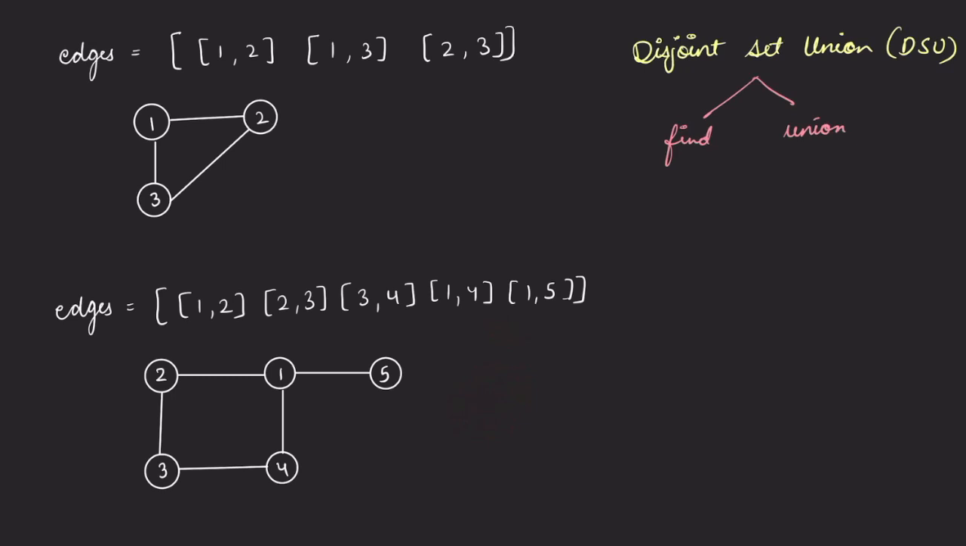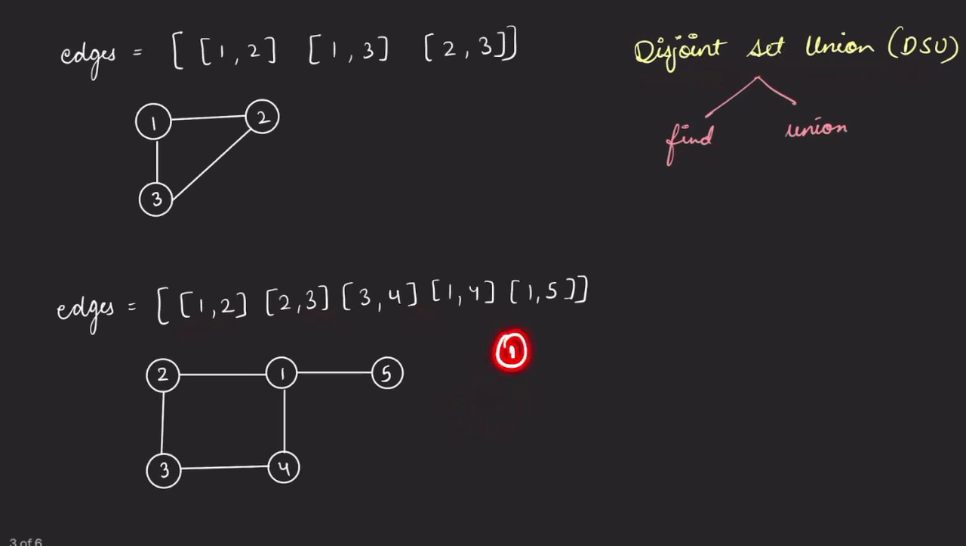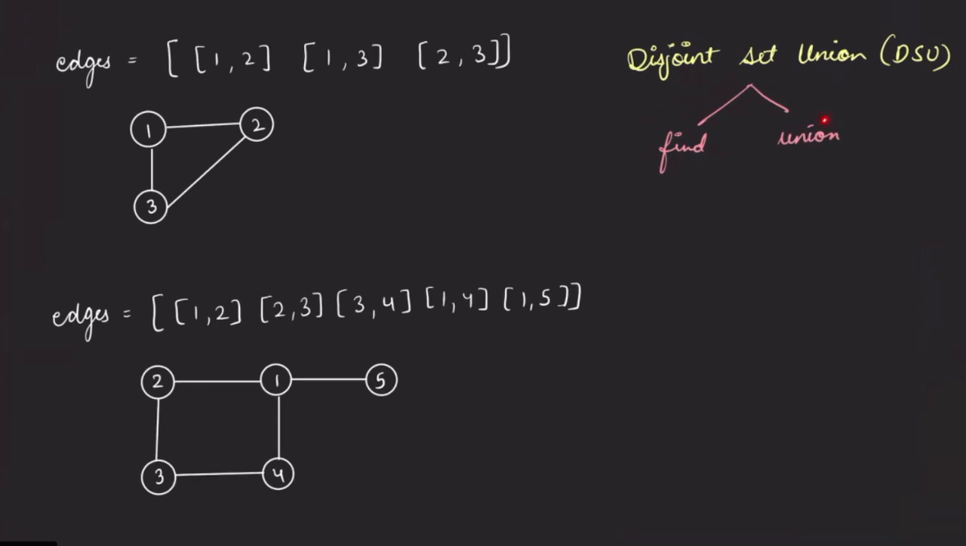So basically what happens in DSU is that, first of all, we consider all of the nodes as single components, right? So 1 alone is a single component, 2 alone, 3 alone, 4 alone, and 5 alone. This is how our nodes are, right? And then with the help of this union function, we try to join them as a connected component. Basically, we have separate components, and then we join them using this union function. And this find function is used to find out the parent of a particular node, right?